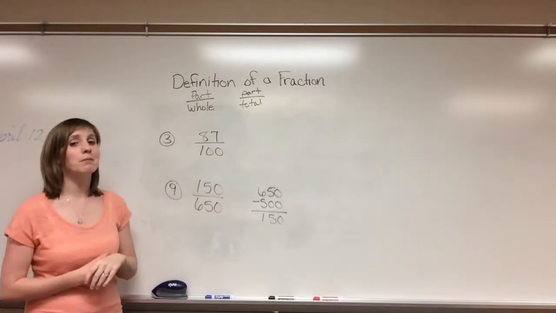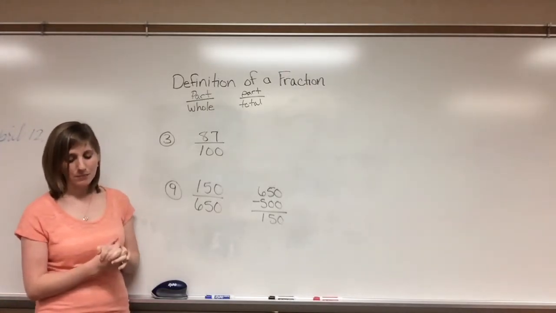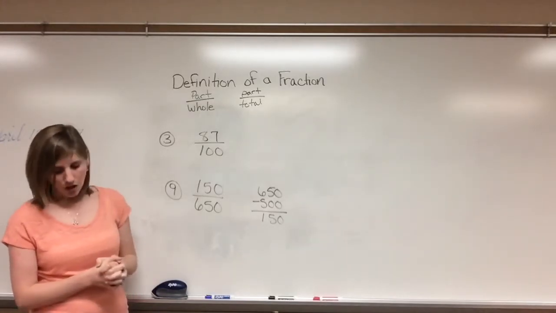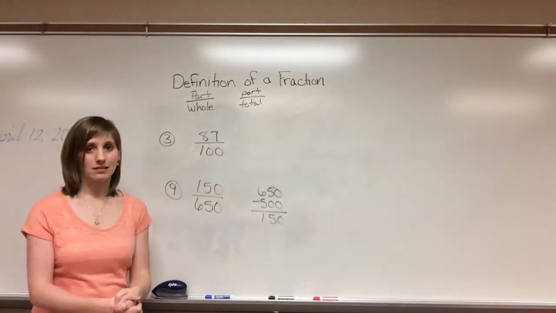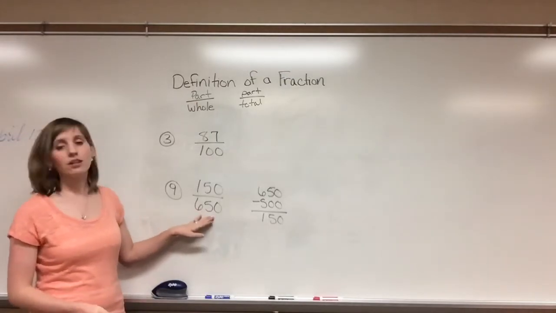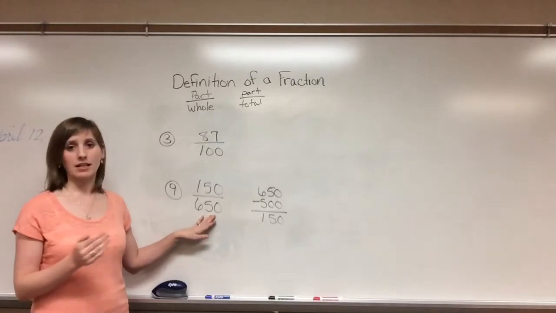Looking at problem number 9, all right, it talked about Bob. Bob's rent is $650 a month, and he has $500. What fraction of the rent does Bob still need to get? Okay, so read those questions closely. 650 is the total rent. That's how much he has to pay, so that's why that's in the denominator.